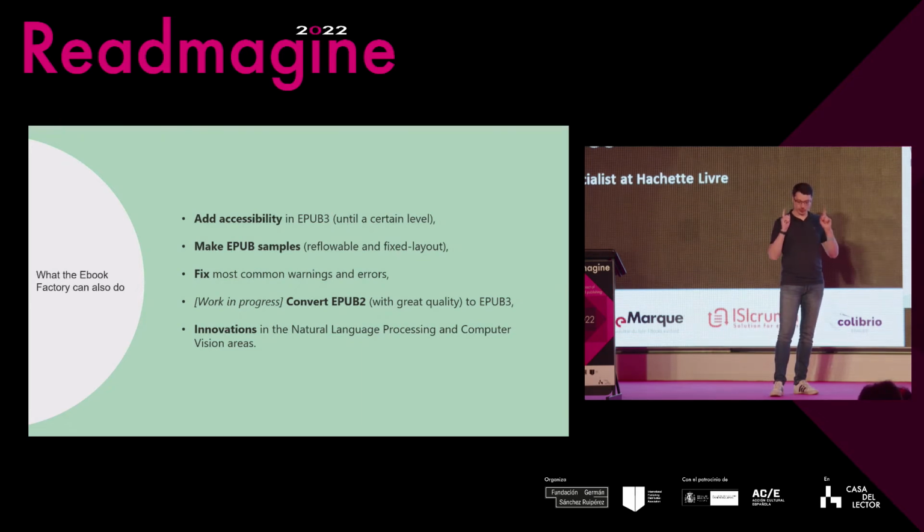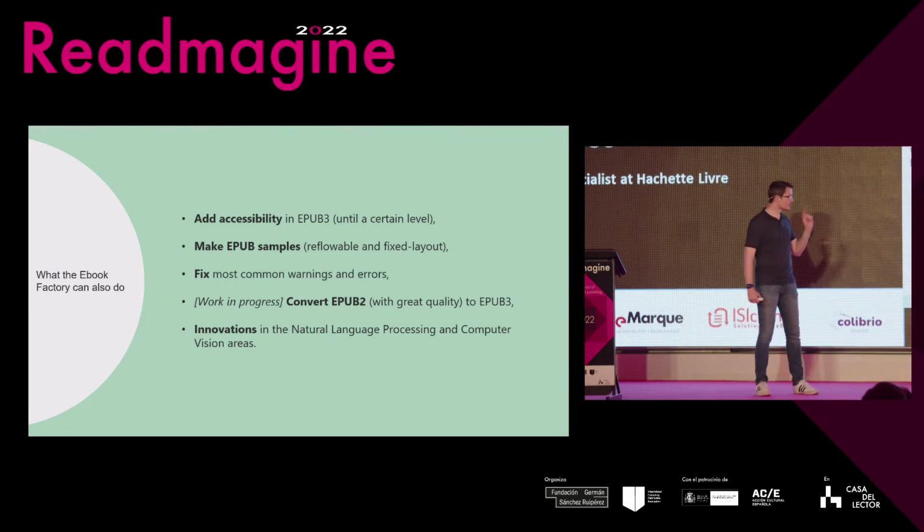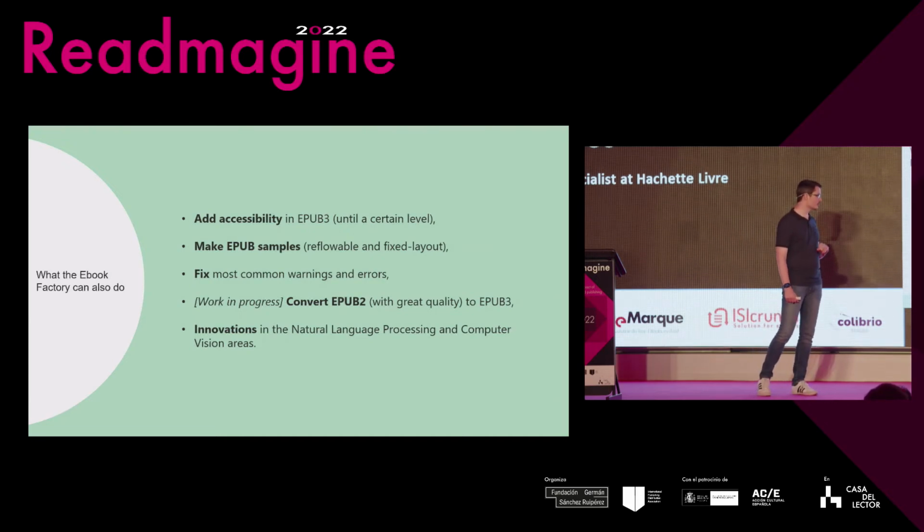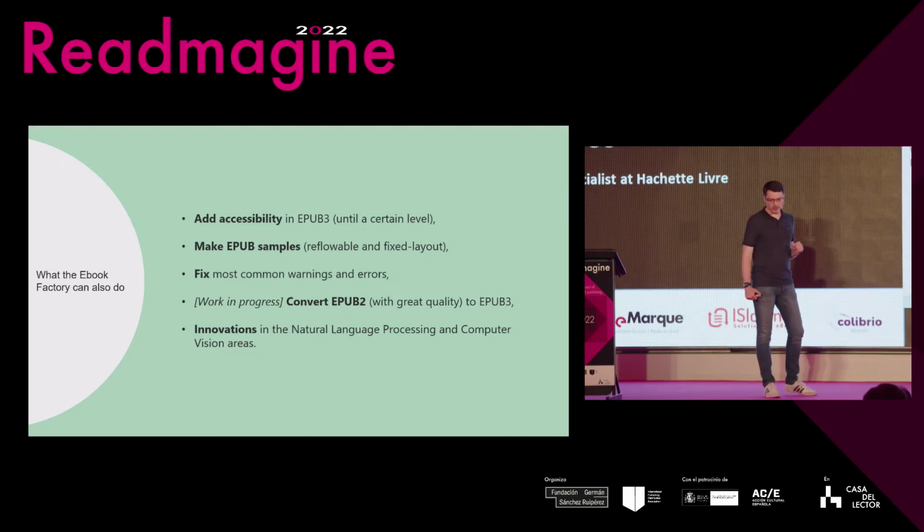A work in progress, but really interesting one, we can convert EPUB 2 with great quality. It's important to have great quality in EPUB 2 to do that, to EPUB 3. And because we can convert EPUB 2 to EPUB 3, and we can add accessibility in EPUB 3, we can convert EPUB 2 to accessible EPUB 3 using the eBook Factory. That's a big one. It's still a work in progress, but I'm sure we can do something about it.